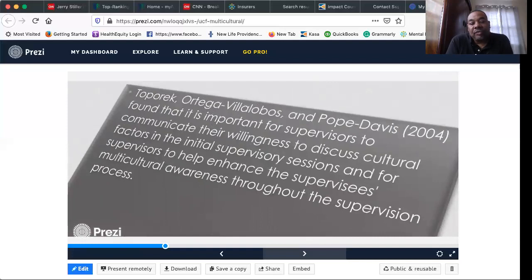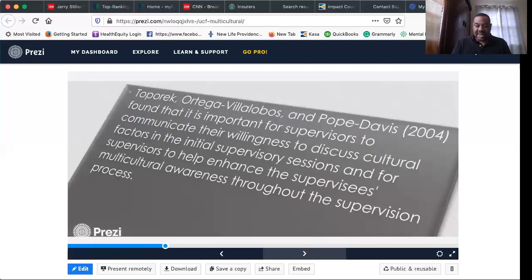It is important for supervisors to communicate their willingness to discuss cultural factors in the initial supervisory sessions. It is incumbent upon us to bring the topic up. There's nothing worse than... I'm a Black male, an African-American male. So when they come into my office, I have to deal with all those dynamics.